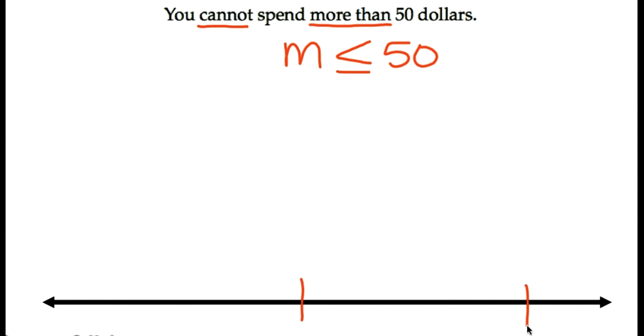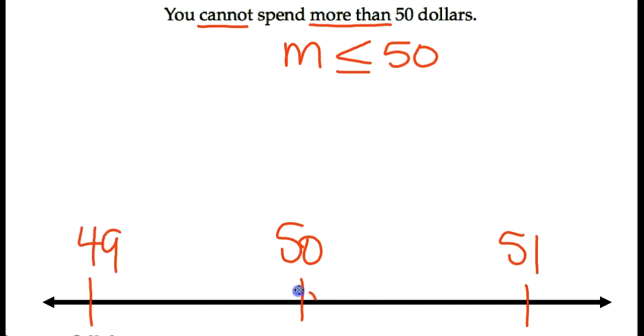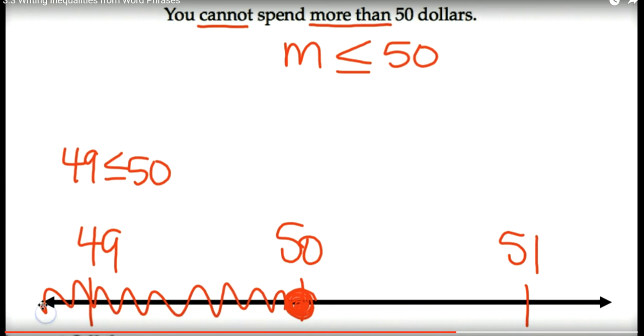So I have 3 tick marks. I have 50, one larger is 51, one smaller is 49. I have a closed circle because I can spend $50, and it has to be less than or equal to $50. So I can spend 50, or I can spend less. So 49 is less than 50. If I check this one, 51 is not less than 50.